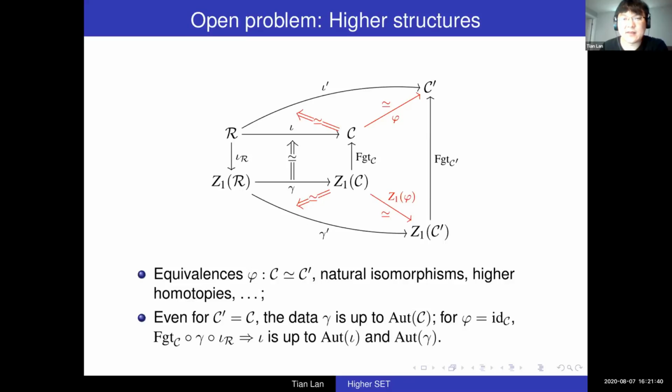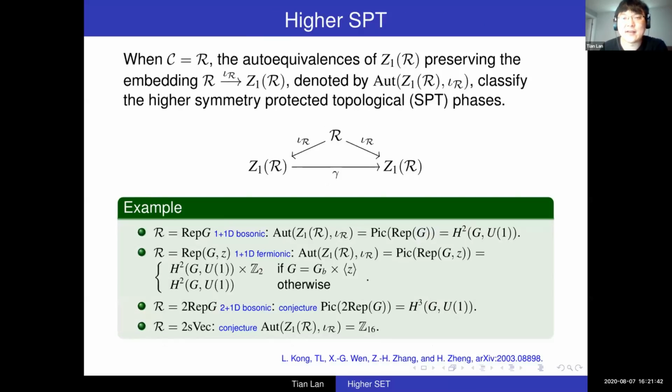Okay, and as a special case, we can talk about the higher symmetry protected phases. By symmetry protected phase, we mean this phase is not topological. There are no topological excitations, so all the SPT phases have C equals R. And then our definition reduces to this diagram: just autoequivalence of ZR that commutes with the canonical embedding.